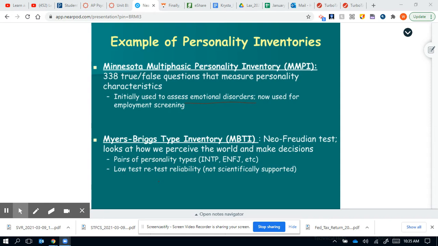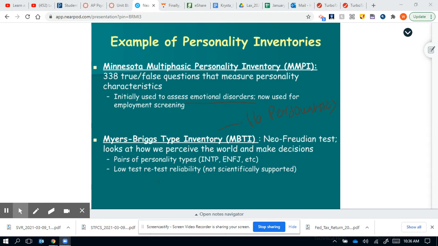Another one that probably a lot of you have taken before is the Myers-Briggs. Myers-Briggs online is also called 16 Personalities. It's the Neo-Freudian test, looking at how we make decisions. The one that gives you all the 16 different personalities, like INTP. It says introvert, neurotic, thinking, perceiving, extrovert, feeling, judging. That's what all those things mean.